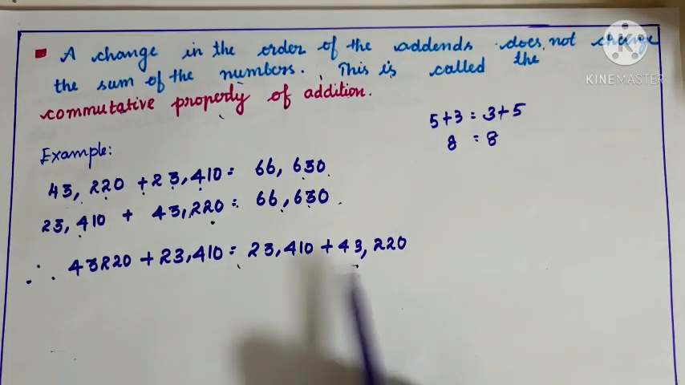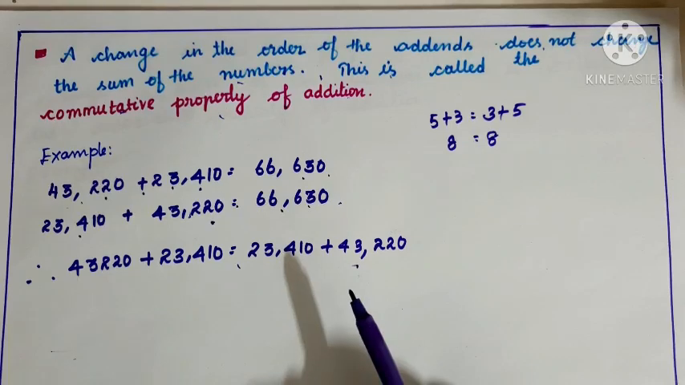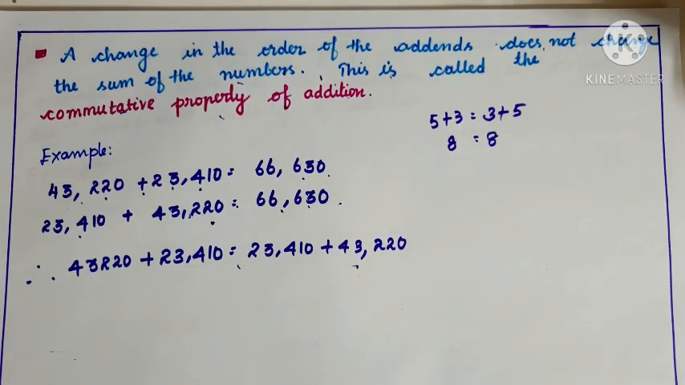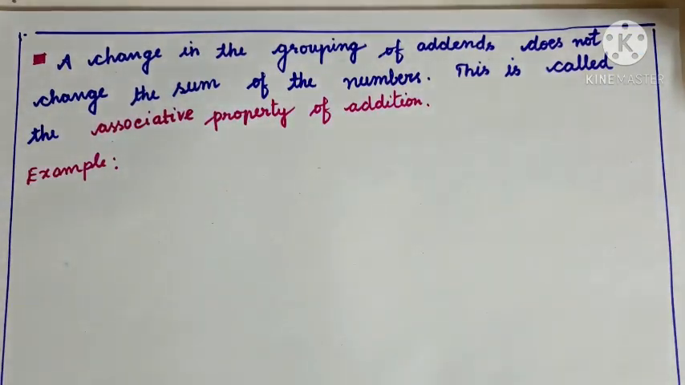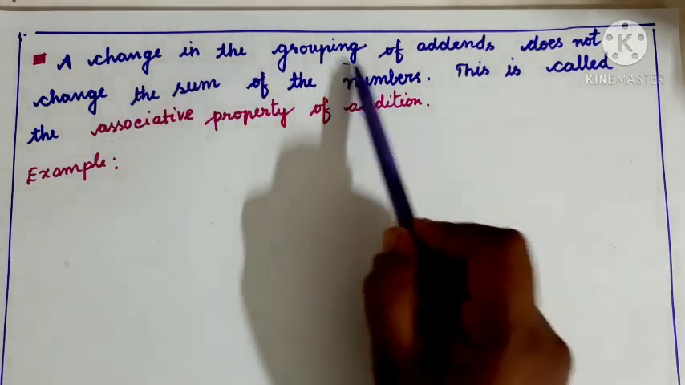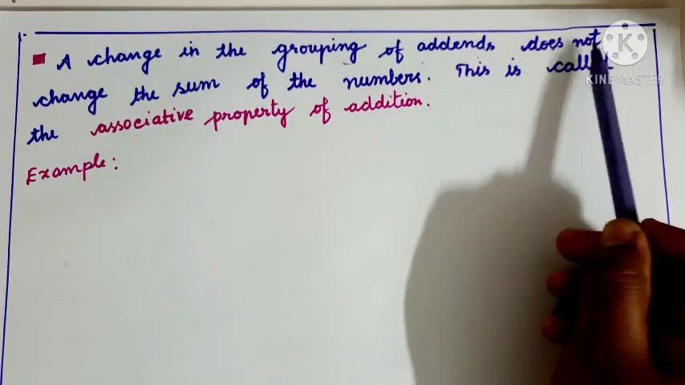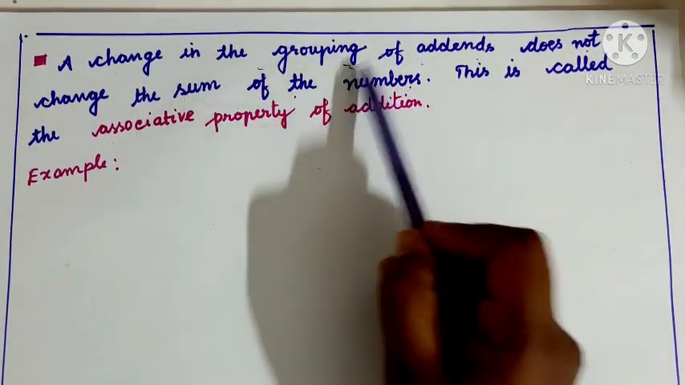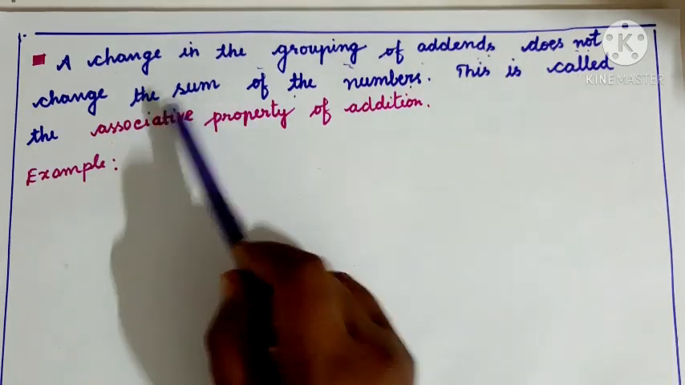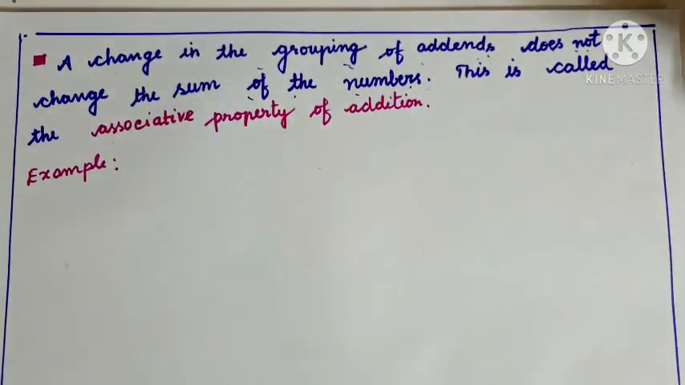We are coming to say that these two are equal. Right? So this property is called what? Commutative property. If you change the order of the addends, it does not change the sum of the numbers. Right? Now we are going to see another important property. A change in the grouping of addends does not change the sum of the numbers. This is called the associative property.